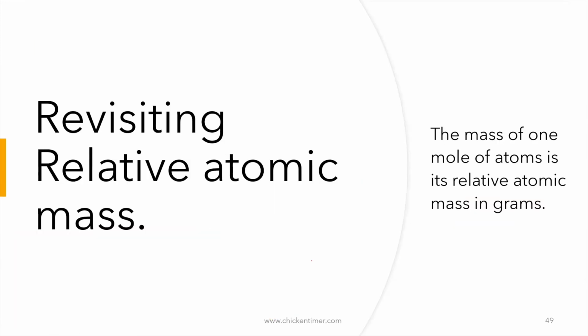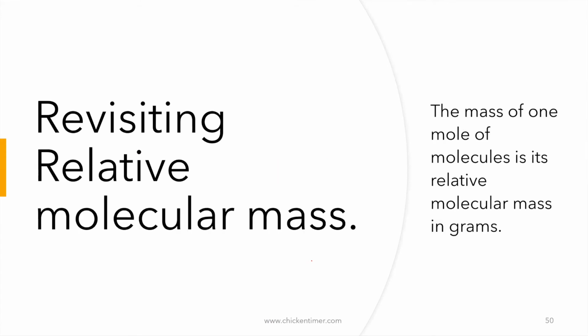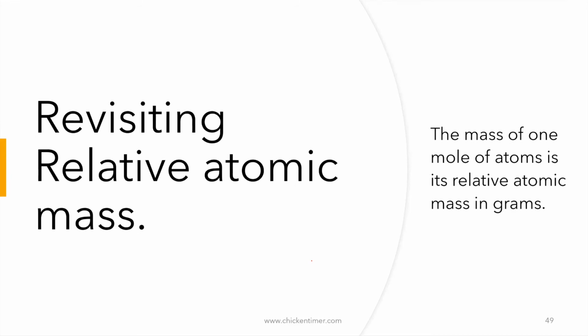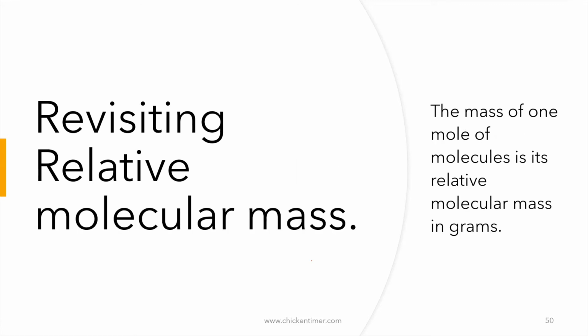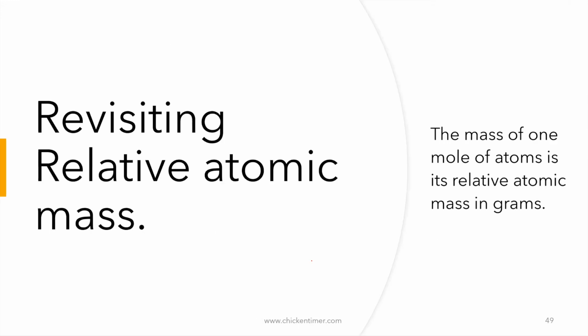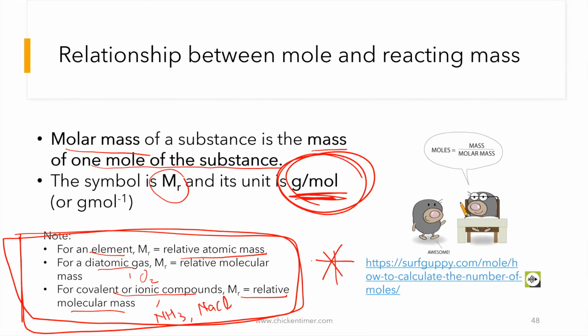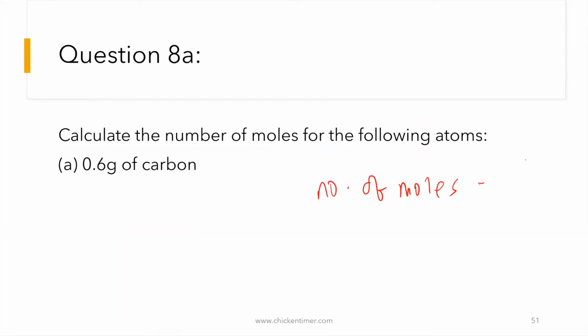So you have relative atomic mass and relative molecular mass definitions on here. Your relative atomic mass is the mass of 1 mole of atoms in grams. Then relative molecular mass is the mass of 1 mole of molecules in grams also. Back to this formula you see here: number of moles is mass over molar mass. Remember that. Number of moles equals mass over molar mass.